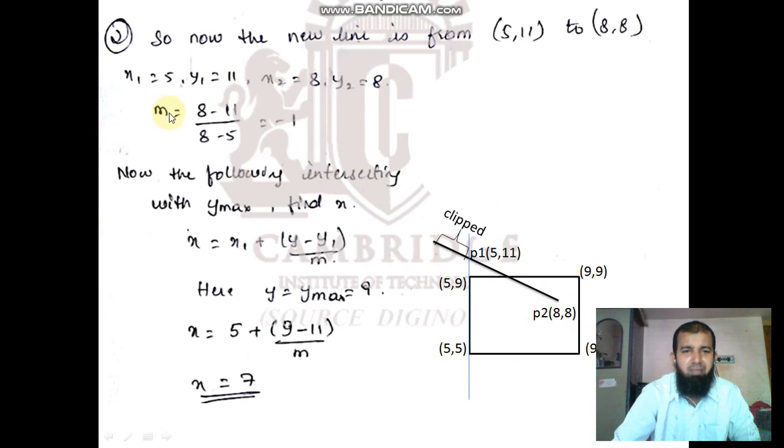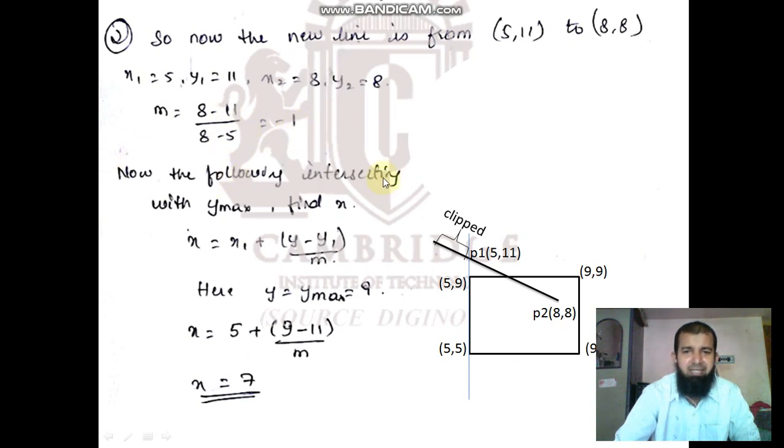So find the slope. M is equal to y2 minus y1 over x2 minus x1. Y2 minus y1: 8 minus 11 equals minus 3. Then x2 minus x1: 8 minus 5 equals plus 3. Minus 3 divided by plus 3, you get minus 1.